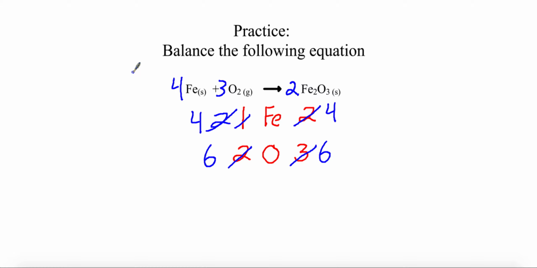So now all of my atoms are balanced. I have 4 irons on both sides, 6 oxygens. My coefficients of the reaction are 4, 3, and 2. I cannot simplify 4, 3, and 2, and so this is my final balanced equation.